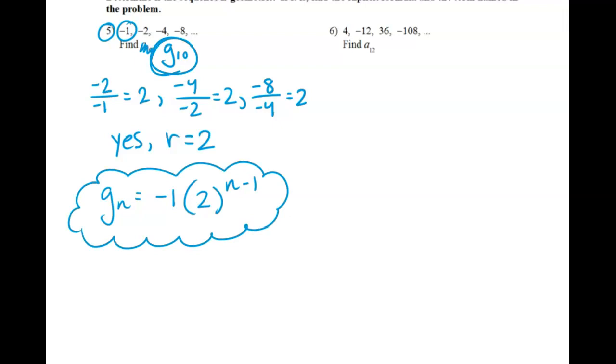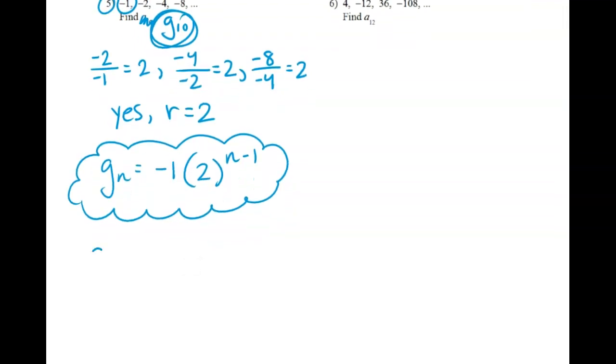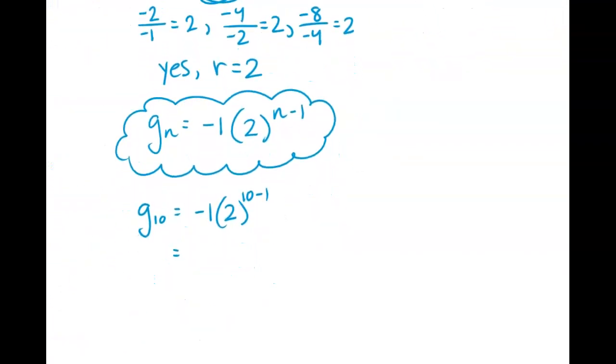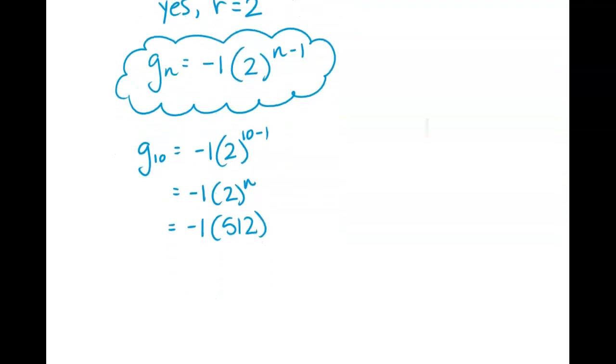Now our task is to find the 10th term. So g sub 10, negative 1 times 2, instead of n we'll put 10 minus 1. So this is negative 1 times 2 to the 9th, which is negative 1 times 512. So the 10th term, or g sub 10, equals negative 512.